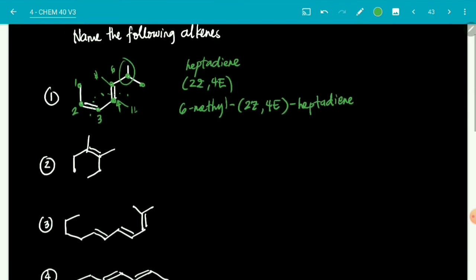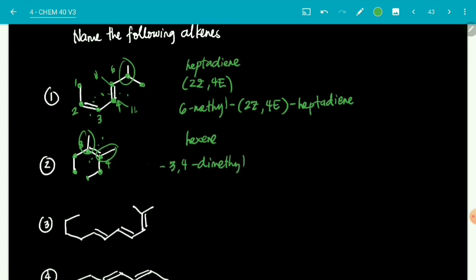Okay? So, proceed tayo sa number 2. So, sa number 2, identical yung ating sides. Okay? So, ang gagawin natin, bibilangin lang natin yung longest chain. 1, 2, 3, 4, 5, 6. So, this is a hexene. Okay? So, next is, hanapin natin kung nasaan yung double bond. 1, 2, 3. Okay? 3 ang kanyang double bond. So, 3 and 4. Tapos, nasa 3 and 4, yung dalawang methyl. So, that's 3, 4, dimethyl.